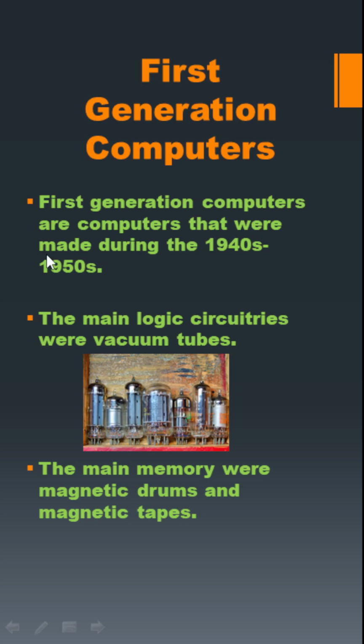The first generation computers. The first generation computers are computers that were made during the 1940s to 1950s. The main logic circuitries were vacuum tubes, while the main memory were magnetic drums and magnetic tapes. So this is the vacuum tube, which were the main logical circuitries of the first generation computers.